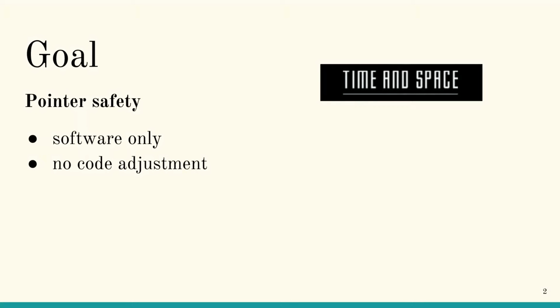We want to enforce the safety of these pointers in time and space, so you cannot use a pointer when it's no longer valid, when it's already been freed or when you have a dangling pointer. This is called temporal safety. You also have the space aspect of the safety, which is going out of bounds and simply using the wrong pointers at the current time.